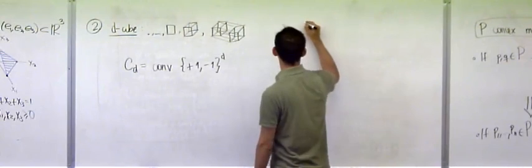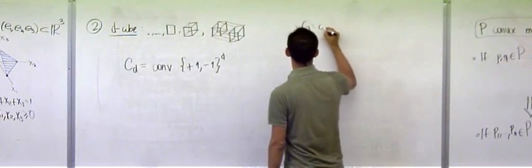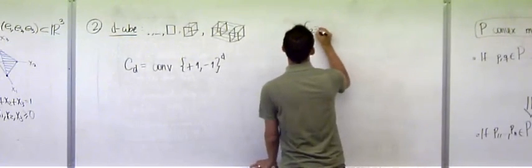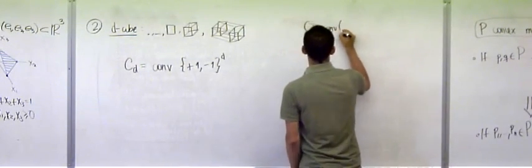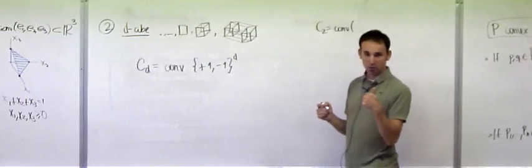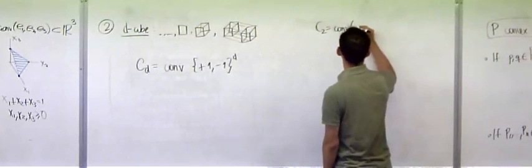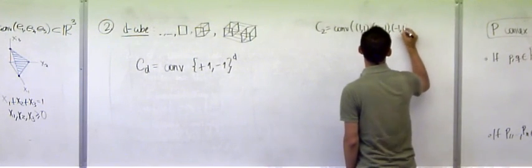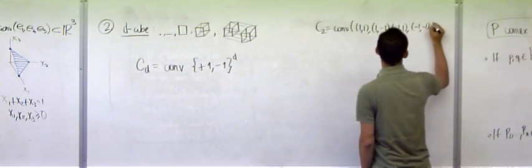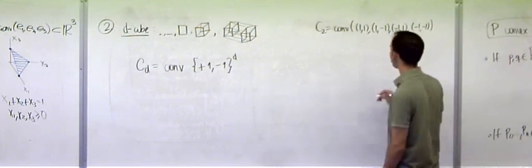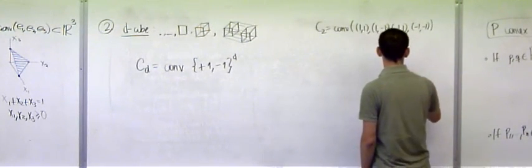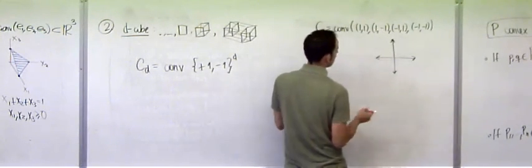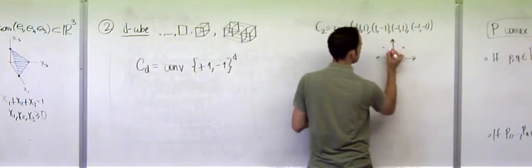So for example, let's do C2 because C3 is already a little bit hard to draw like this. C2 is the convex hull of, you have 2 coordinates and they're either plus 1 or minus 1. So it's either 1, 1, or 1, minus 1, or minus 1, 1, or minus 1, minus 1. Okay? And if you plot these 4 points, then you see that they are exactly a square. This square.